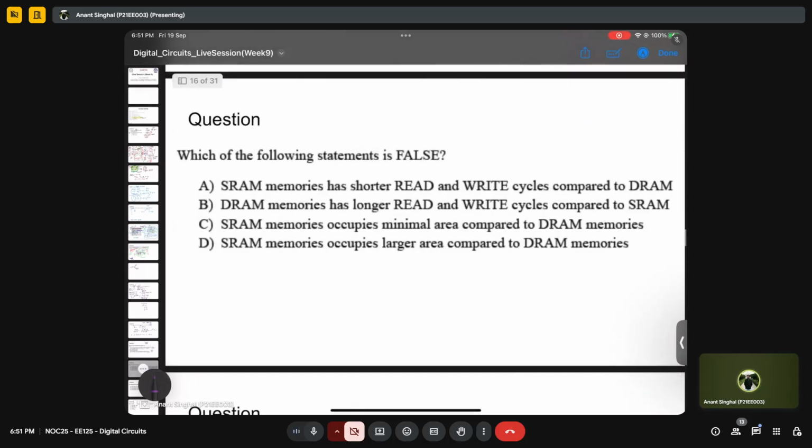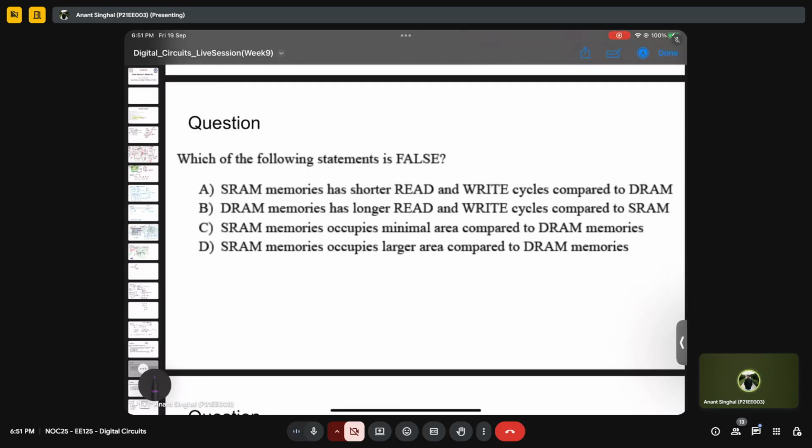Okay, let's go quickly. Which of the following statements is false? Please let me know your answers again in the chat box.